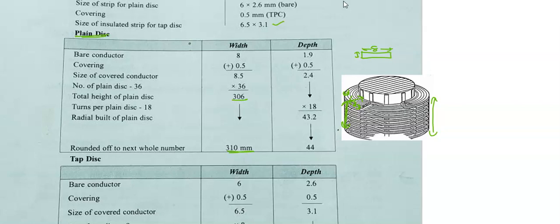And radially, if you calculate, 0.5, 2.4 you got, into how many turns per disc. How many turns are there? 1, 2, 3, 4, like this. 18 turns are there. So if you calculate, it is 43.2 mm you got, and approximately you can take as 44 mm. Okay.